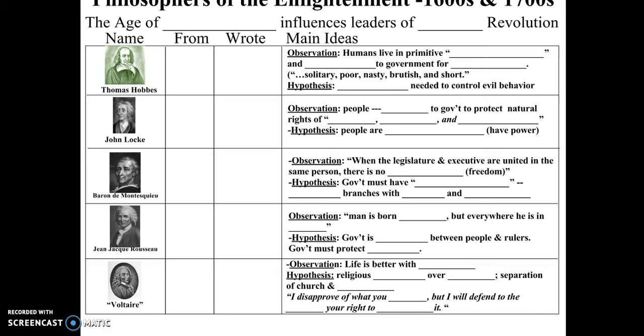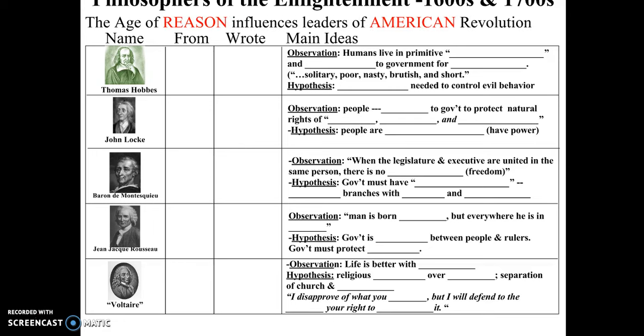Okay, we're going to first look at Thomas Hobbes. As we go through, you fill out your chart, you'll see where he's from, what he wrote, and you've got observations. You're going to fill in the blanks as we go. We'll do Hobbes and Locke today. First, we'll start at the top of the chart, and you'll see you need to fill in where it's in red. If it's in red, you write it. The Age of Reason will influence leaders of the American Revolution. So take a second and jot those in. The Age of Reason will influence the leaders of the American Revolution.